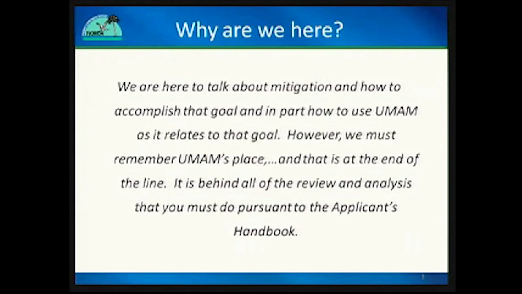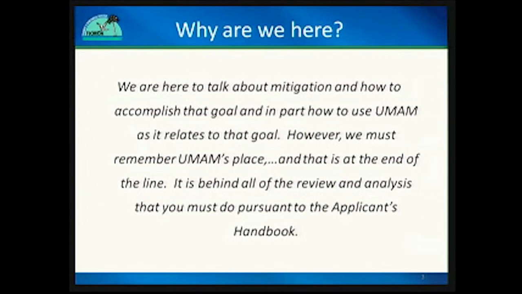Don't forget your environmental conditions for issuance. Don't forget elimination and reduction of impacts. Don't forget to look at appropriateness of mitigation. And when you finally get to UMAM, if you look at the environmental conditions for issuance that you have and the analysis that the Applicant's Handbook tells you to do, when you get to UMAM, you should have all the answers you need to plug in there.